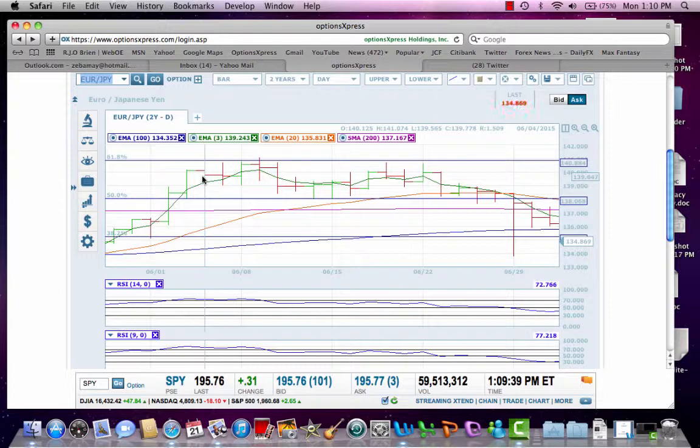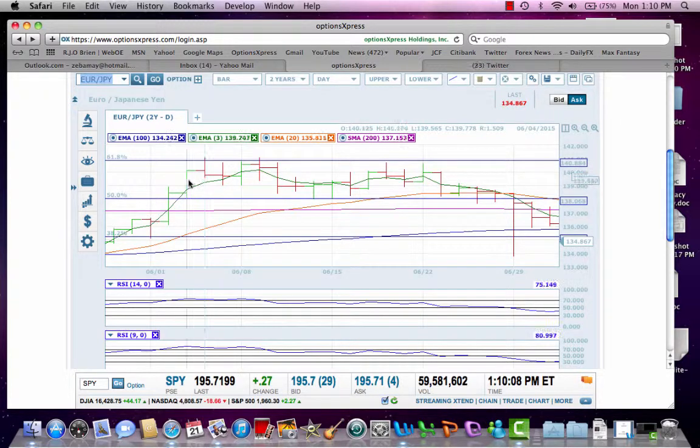I'm also going to put, let's say, a 25-point stop loss, because I want to give myself a little bit of leeway that if the market goes up to 140.90 or 140.95, I don't necessarily want to get stopped out. I want to have it in the general vicinity of this Fibonacci retracement level.